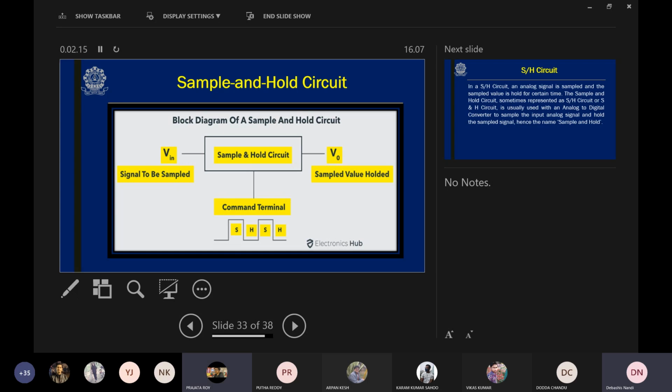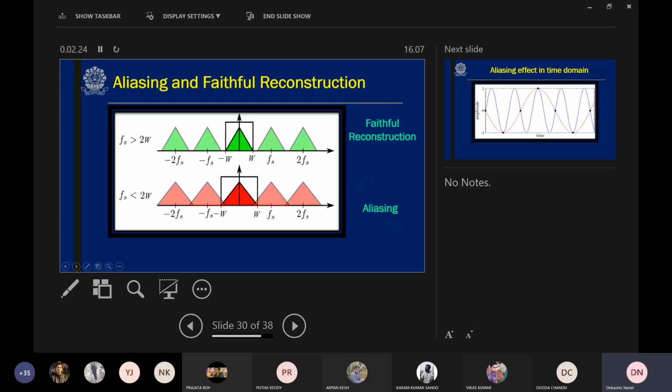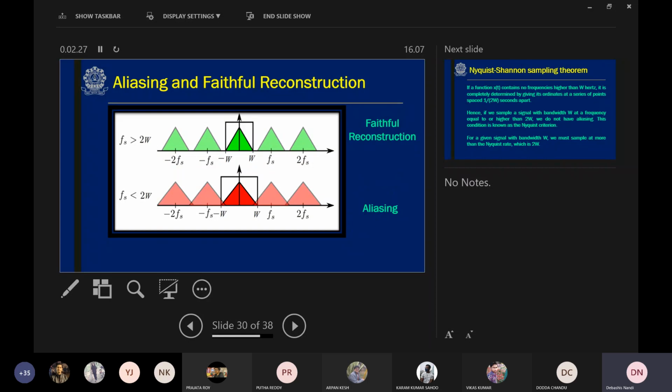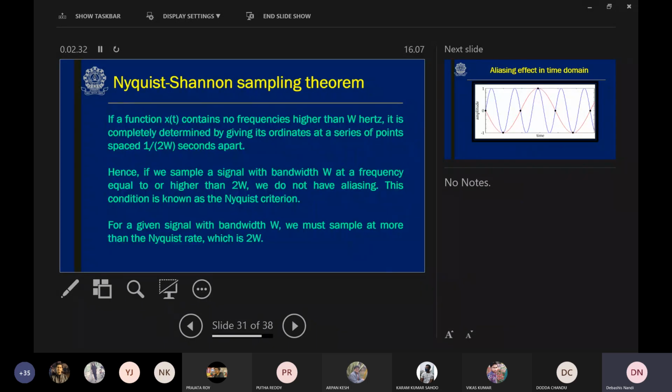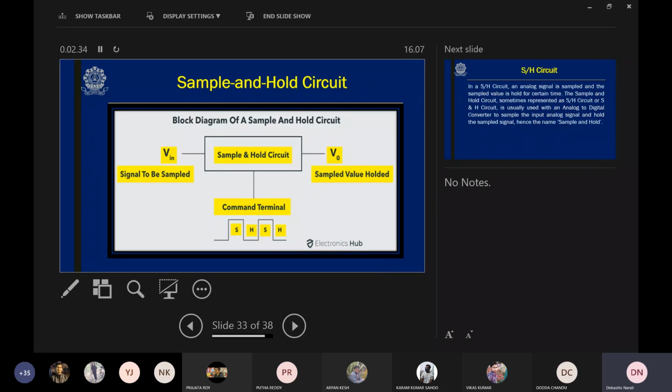Just for recapitulation, then I will start the discussion on the sampling and hold circuit. So I am discussing the previous thing, this Nyquist criteria and aliasing effect, just to recapitulate the previous part, because I will tell you a special kind of filter is used before the sampling and hold circuit. That filter is called anti-aliasing filter.